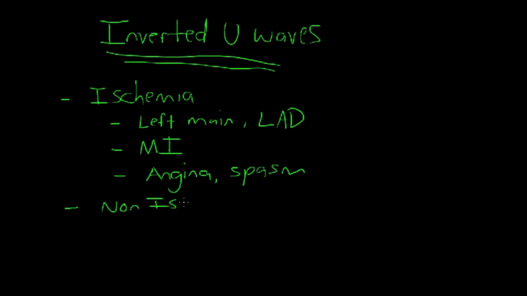Non-ischemic reasons for having inverted U waves include left ventricular hypertrophy, right ventricular hypertrophy, especially in leads with prominent R waves, and then patients with long QT syndrome can have inverted U waves.